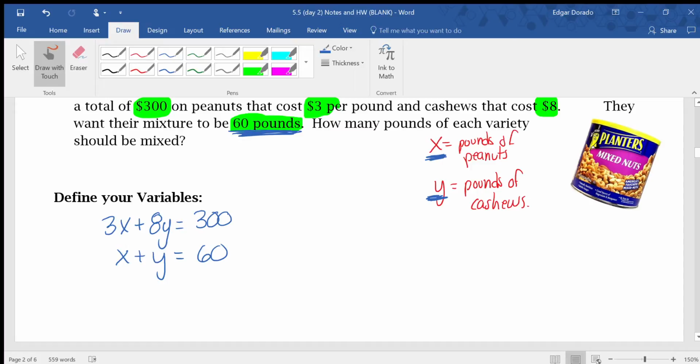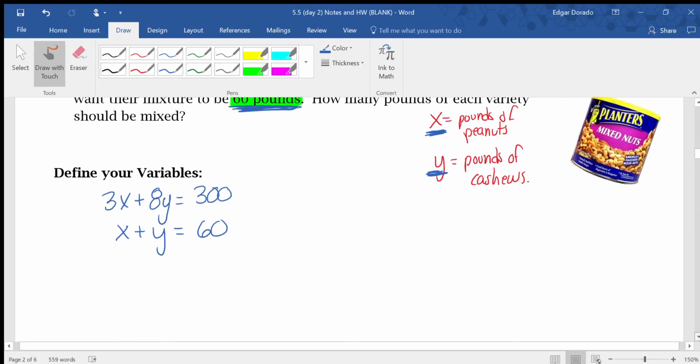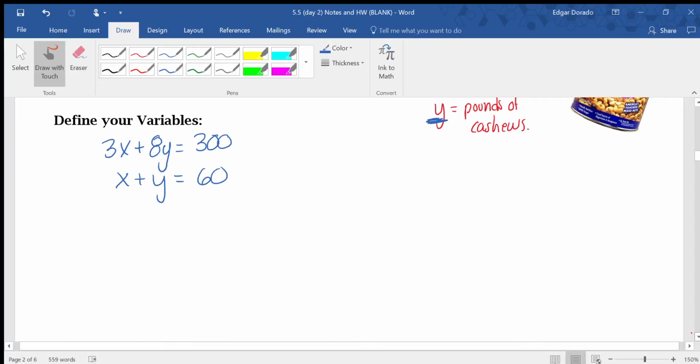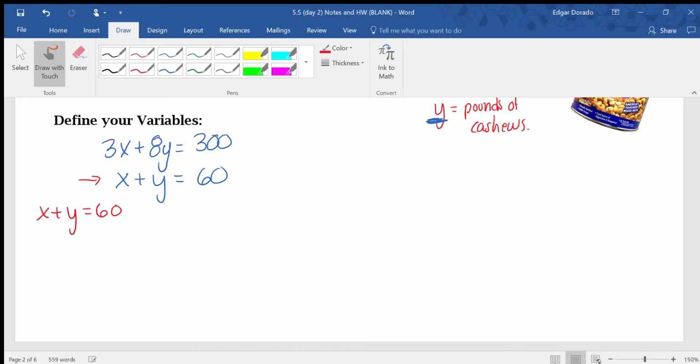Now we can solve either using substitution or elimination. Again, we've gotten a lot of practice with elimination, so what I want to do now is continue using substitution. Which one of those two equations looks easy to solve for either x or y? The bottom one looks pretty good, so I'm going to use that one. It'd be x plus y equals 60.